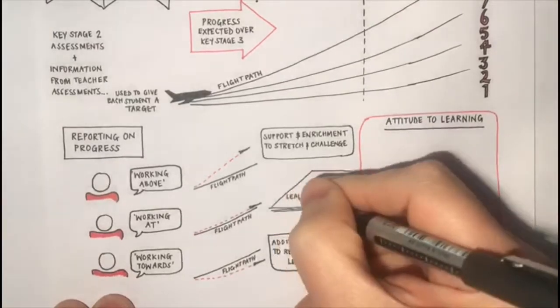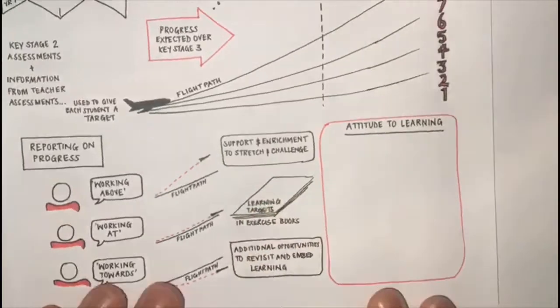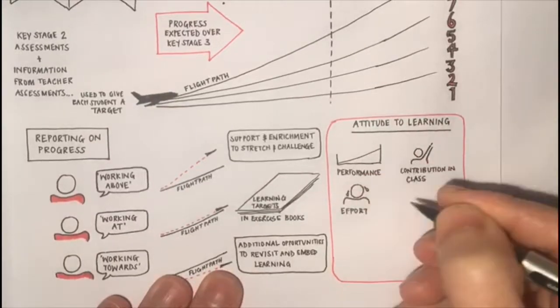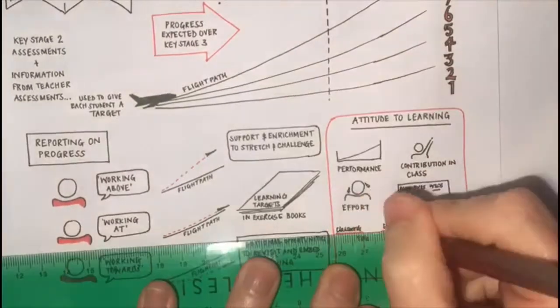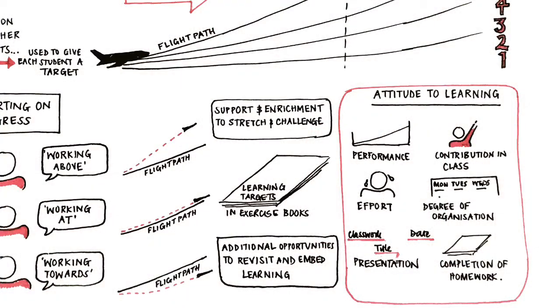All teachers will identify learning targets in students' exercise books according to their personal learning checklists. Attitude to learning grades are given based on students' performance, contribution in class, effort, degree of organisation and care taken in presentation and the completion of homework.